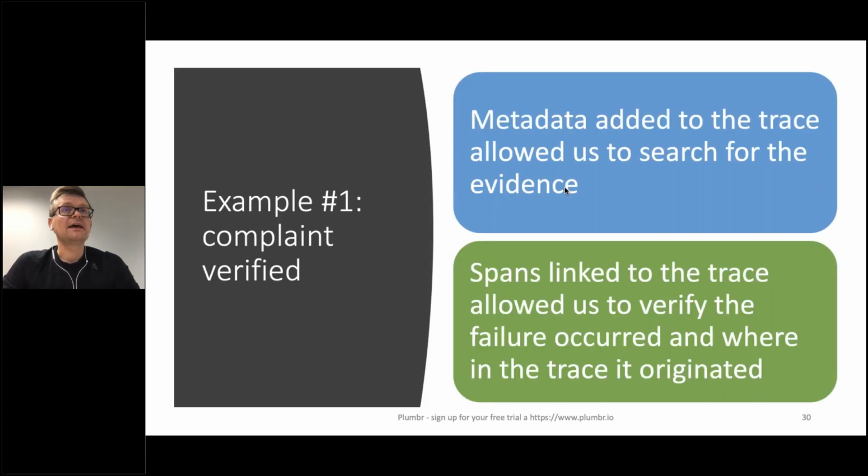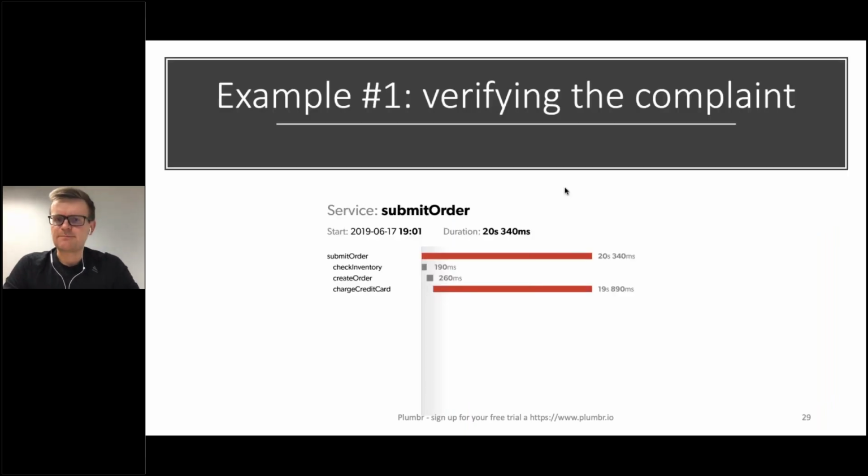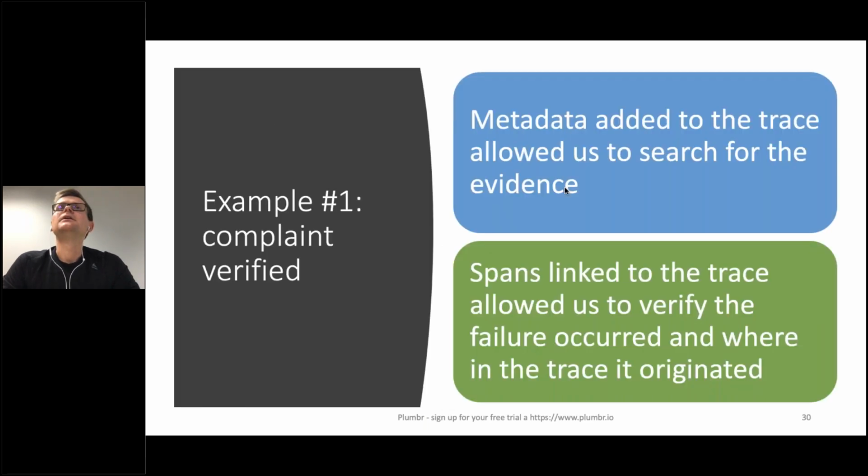and thanks to the metadata added, it also allows us to locate the source of the problem, at least to the precision of the span. So we know now that the charge credit card span is where we should be looking for the problem, not create order nor check inventory. The charge credit card span was what triggered the non-200 series response, typically a 500 series.